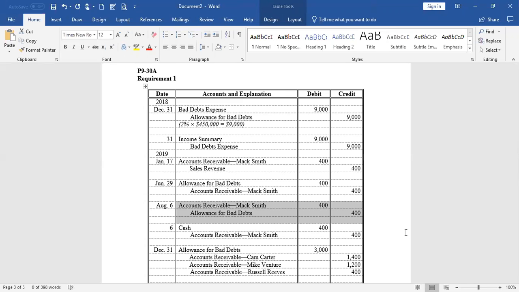The next journal entry, we have another actual bad accounts, a few of them. Cam Carter, $1,400, Mike Venture, $1,200, and Russell Reeves, $400. So just like before, we're going to debit the allowance for bad debt for the actual amount of bad accounts and credit accounts receivable for each one separately in this case. They're bad accounts. We're not going to get the money as far as we know. If we get it in the future, we'll do the same thing like we did for Mac Smith.